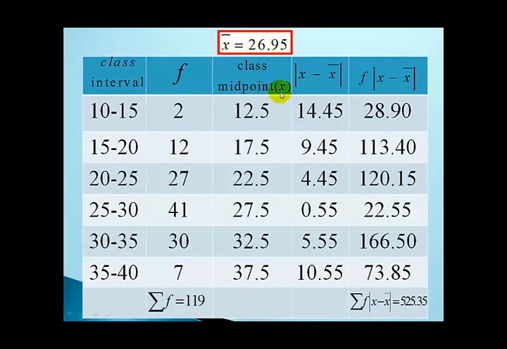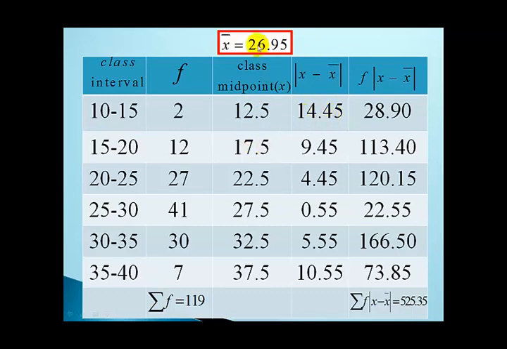The class midpoint, we now know how to generate them by adding the lower limit to the upper limit and dividing your answer by 2. Now x minus x bar. When we take each class midpoint value, we subtract the mean from it and take the magnitude of it. That means that if we get a negative answer, the magnitude of that gives us a positive answer. So now we first take the first class midpoint value. So 12.5 minus 26.95. The answer is minus 14.45, but because of the magnitude, the answer is positive, so we have 14.45.